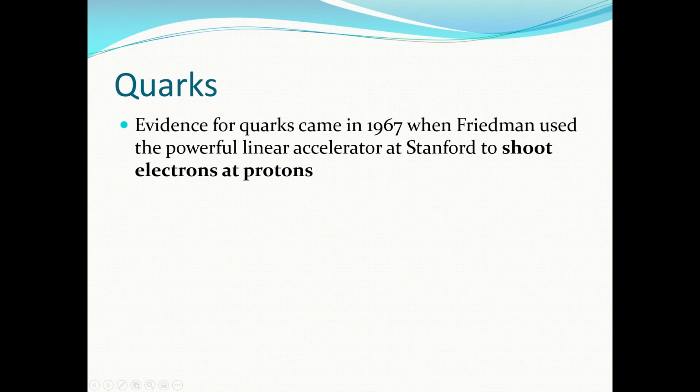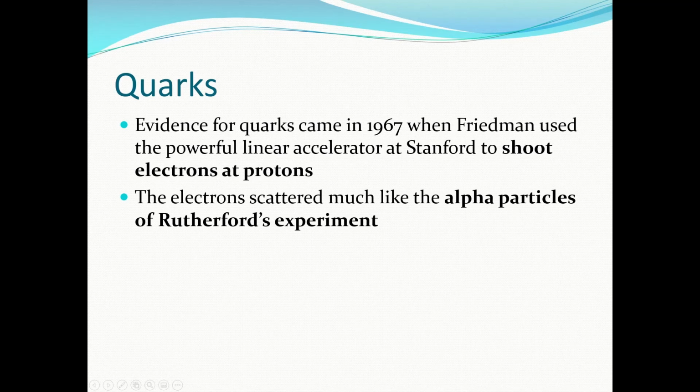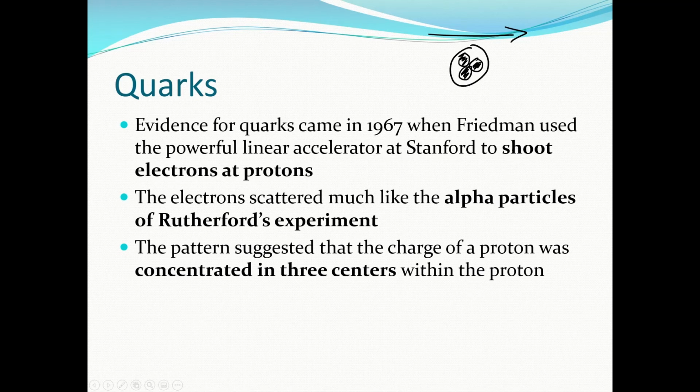Okay, so evidence for quarks came in 1967 when a scientist named Friedman used a powerful linear accelerator at Stanford to shoot electrons at protons. The electrons scattered much like alpha particles in Rutherford's experiment, right? So you shoot it at a proton, you think that some would go straight back, some would go straight through, but what they actually found is that there are three dense center parts that they deflected off more than other parts, which suggested that there were three quarks inside of a proton that made it up, and that's evidence for quarks.